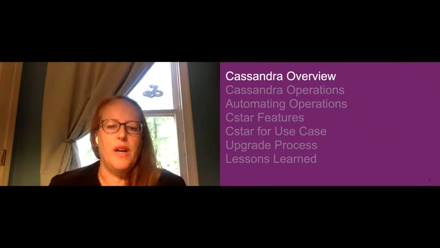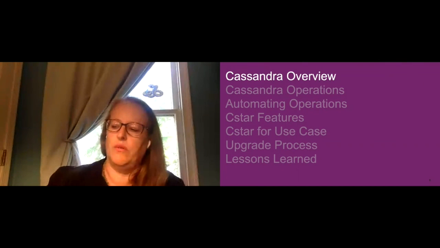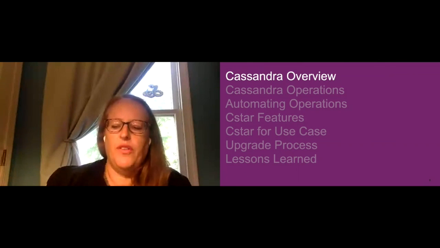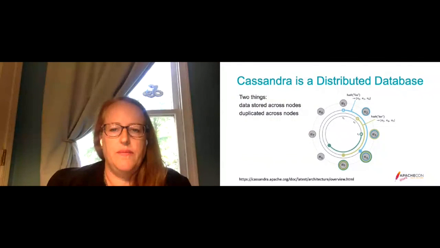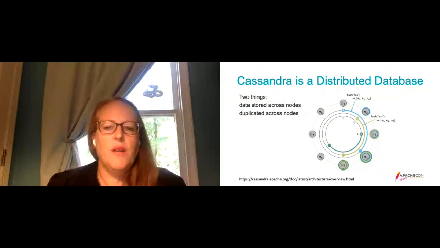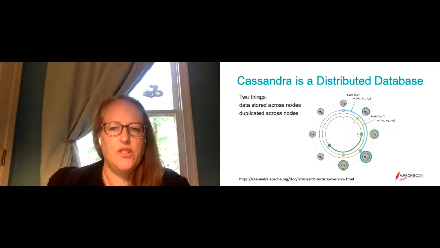So I'm going to assume that everybody here knows what Cassandra is. There are a couple of things about Cassandra design that I do want to point out because they're relevant to the upgrade maintenance. So the first, looking at this diagram that I took from the Apache documentation, Cassandra is a distributed database. So data is stored across nodes, in our case, a lot of nodes, and it's stored in more than one place. And that has some implications that we'll talk about in a second.